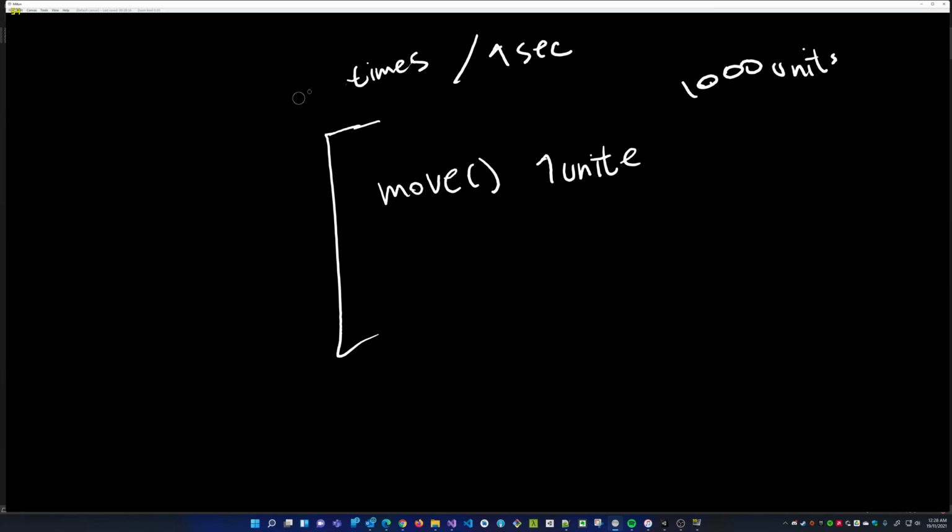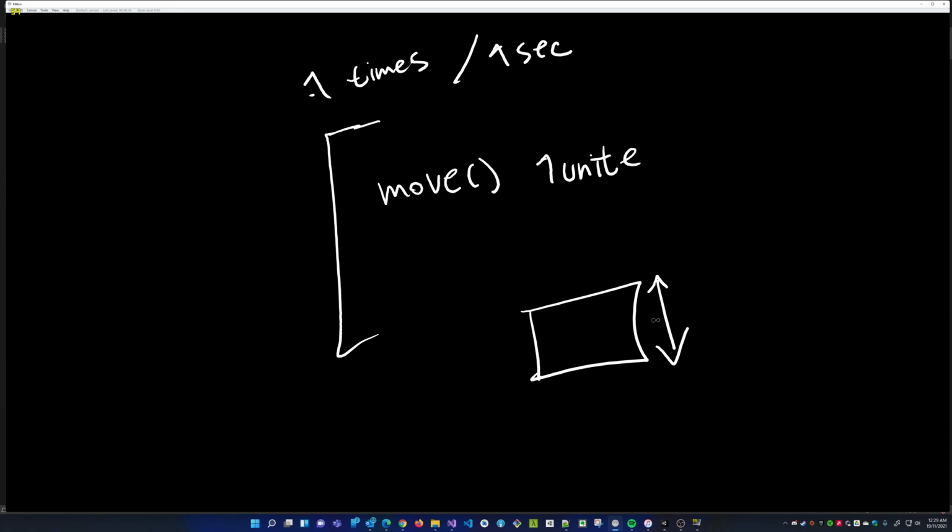And so if I execute this 1 time per second, which means this loop happened only once, now that means I moved only 1 unit, right? That's not good. That is not good at all. So the solution to that is to have something called delta time. Delta time is basically a measure of the amount of time a single frame takes to render. How long one frame is taking to render.